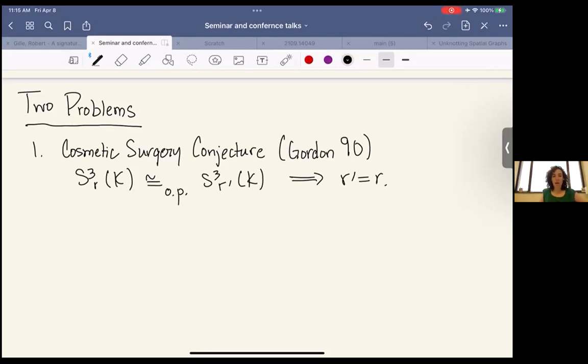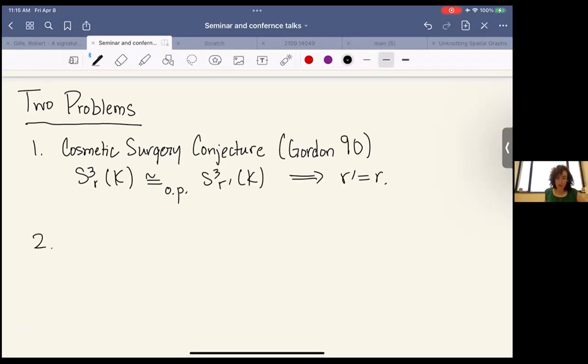And a cosmetic surgery is these surgeries that produce the same three manifolds. So this would be the existence of this cosmetic surgery. Well, it's not supposed to exist. The second statement, at face value, is not related to Dehn surgery. It's just a statement about knots or knot diagrams. And that's the cosmetic crossing conjecture.